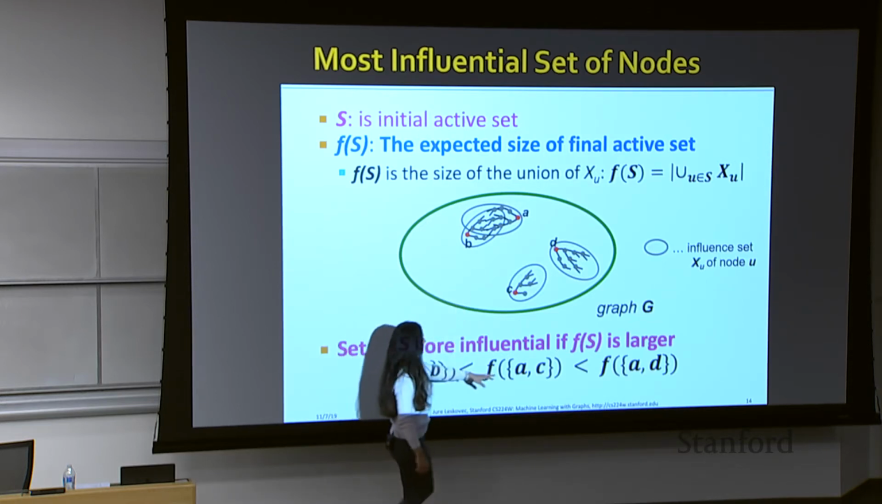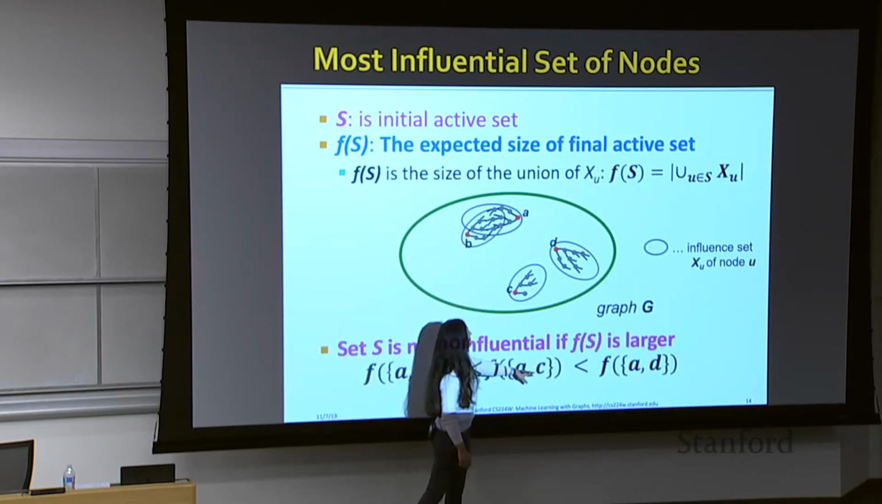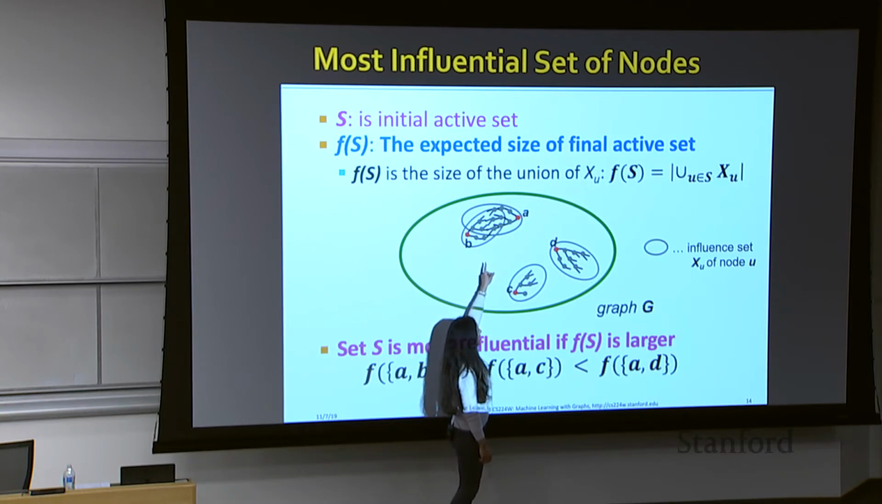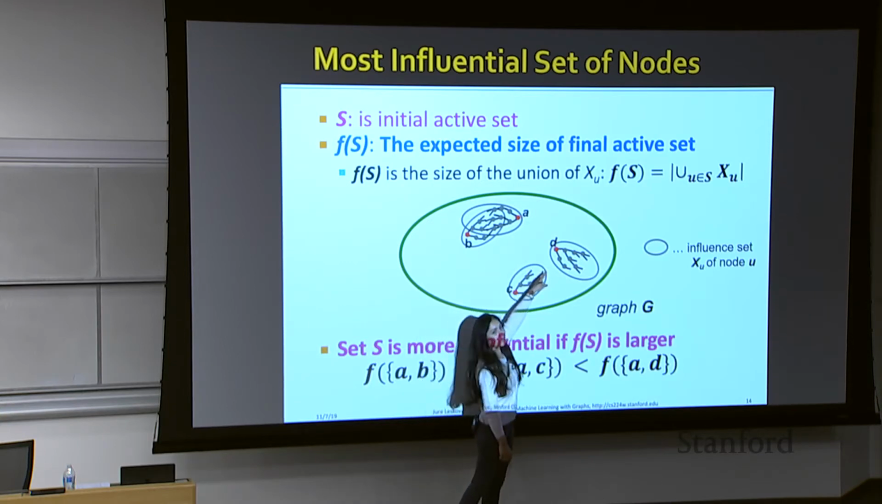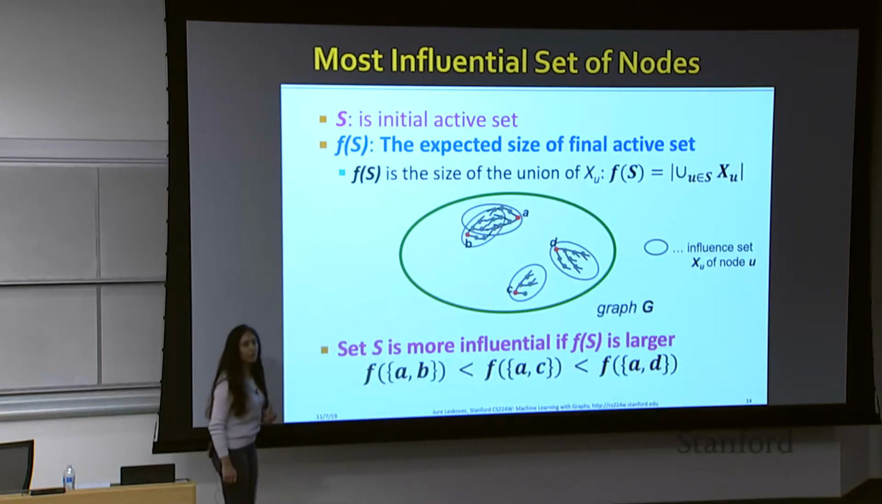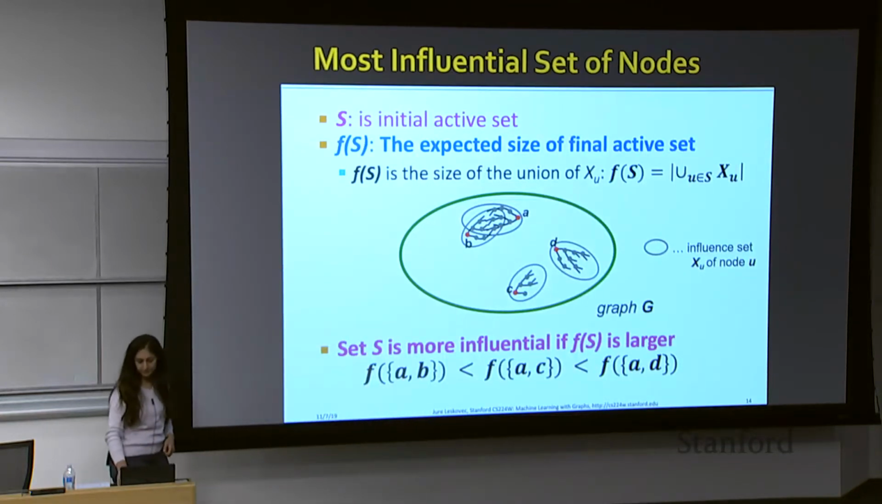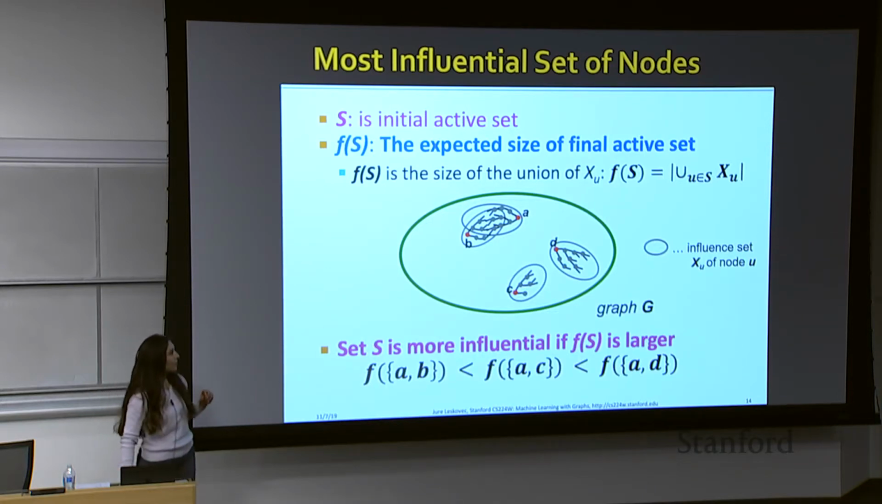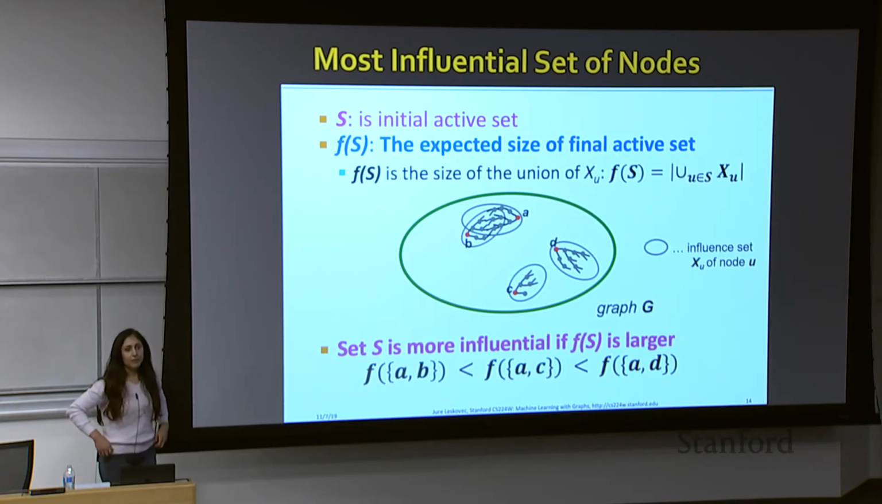But now if I try to activate A and C, the union of these 2 would be larger than the union of A and B. And it's even better if I try to activate A and D, because this union is even larger, right? So this is what we want to find. And so now we want to see how hard is finding this initial set of people that can maximize the union of influence sets.